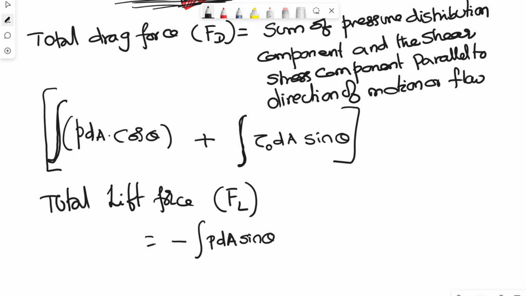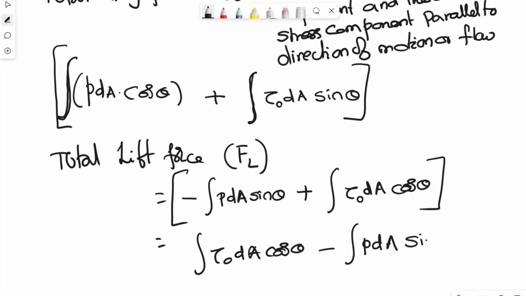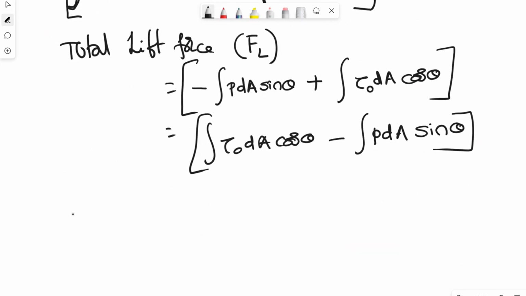Why have I put minus? It is acting in which direction? In the downward direction. Plus, actually, integral tau naught dA cos theta. So this is the next one. Or simply we can write this as integral tau naught dA cos theta minus integral P dA sin theta. So this is the expression. Now if I want Fr, I can calculate this. But now the analysis of it is very important.